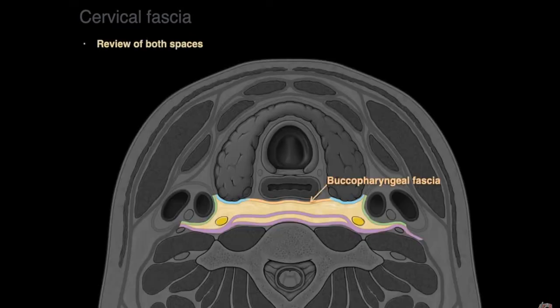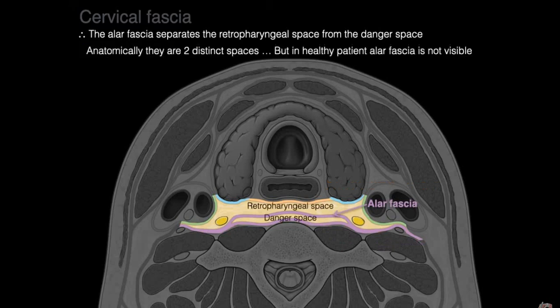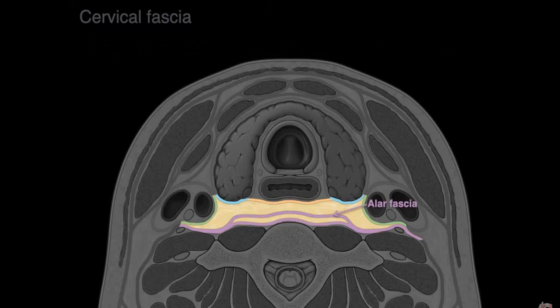So let's now do a review of both of these spaces. There's buccal pharyngeal and alar fascias, and what's between them? Retropharyngeal space. There's the alar fascia and prevertebral fascia. What's between them? The danger space. So therefore, the alar fascia separates the retropharyngeal from the danger space. Cool. So anatomically, there are two distinct spaces, but in healthy patients, alar fascia is not visible. Why? Because it's also like a bed sheet. The alar fascia really is like this. It's collapsed. And so anatomists and clinicians will say that whole yellow space in there, that's the retropharyngeal space.